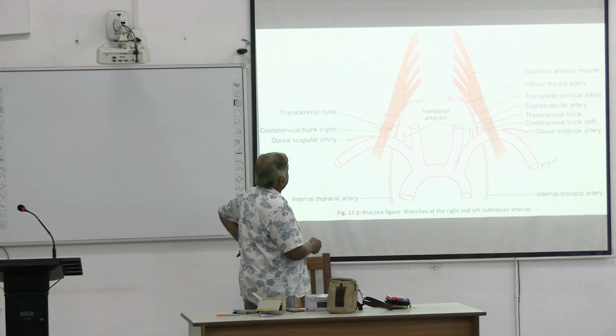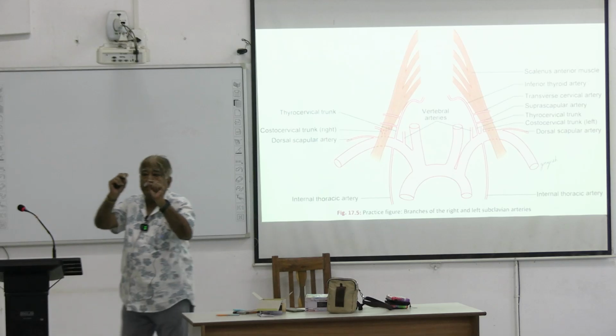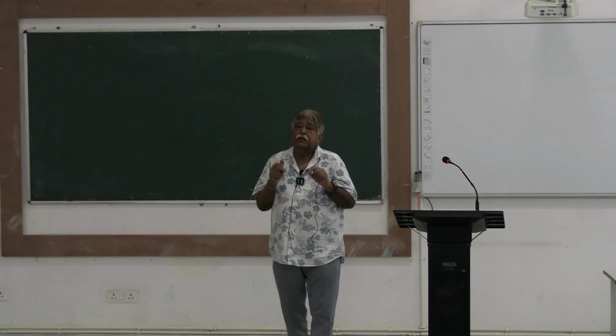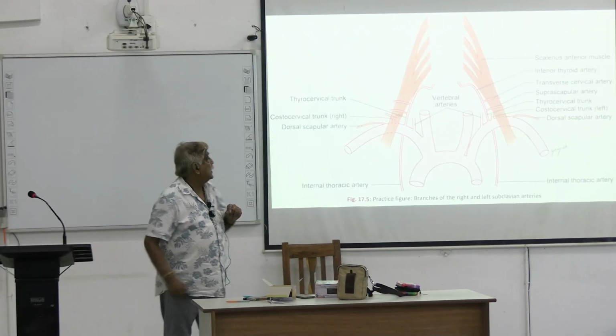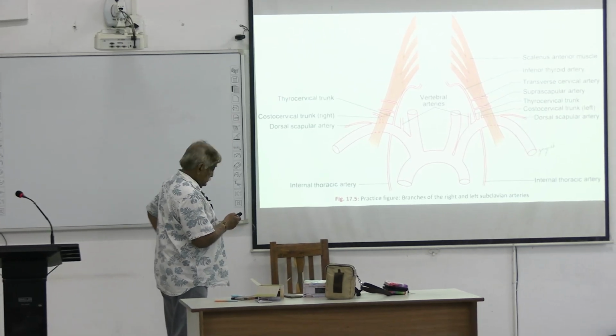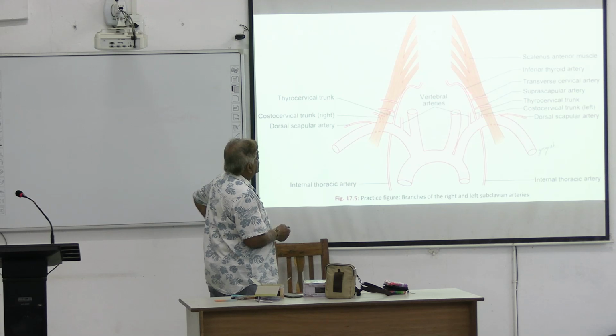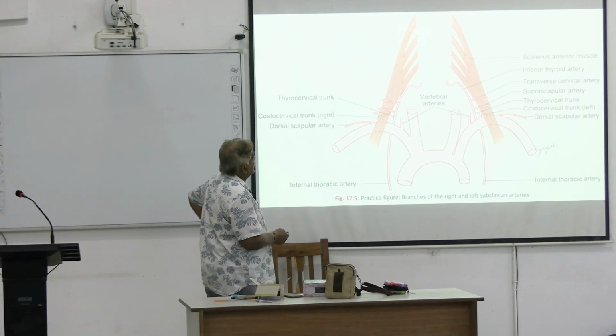Now these are the vertebral arteries rising, goes up into the neck through the transverse process foramina. That is the uniqueness of the cervical vertebra. Now it is the inferior thyroid artery, the transverse cervical artery, the suprascapular artery, thyrocervical trunk. These are the vertebral arteries, the costocervical trunk left, and dorsal scapular artery.